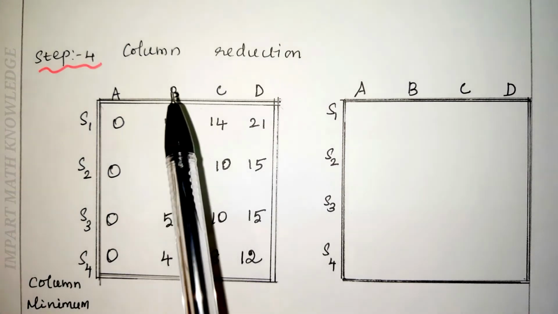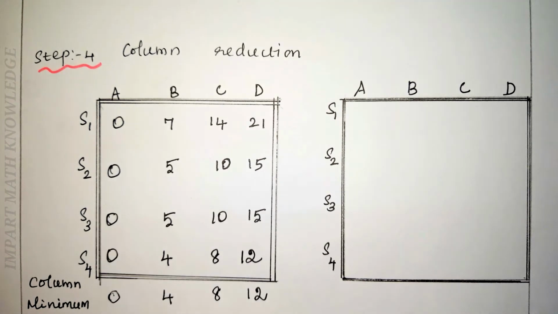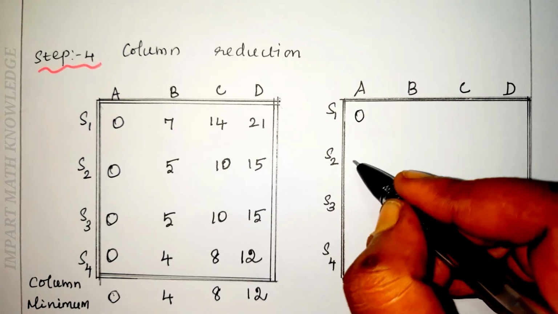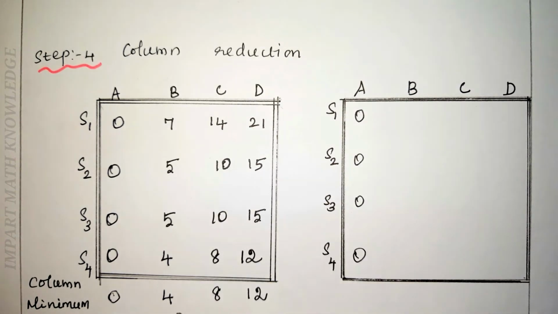Step 4. Column reduction. In the reduced matrix, select the least element from each column and subtract it from all the elements in that column. The first column, the least number is 0. Second column, the least number is 4. Third column, the least number is 8. Fourth column, the least number is 12. Now first column, all the entries are 0, so you write it as it is.